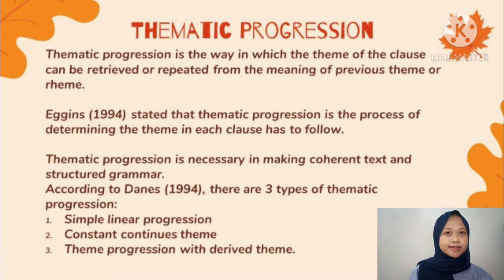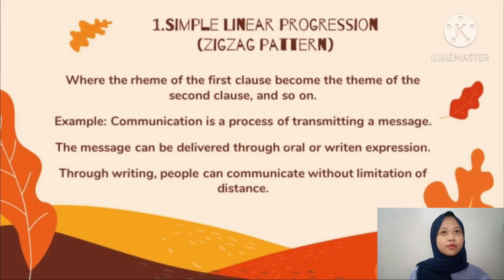According to Danes, there are three types of thematic progression. First, simple linear progression. Second, constant continuous theme. And the last is theme progression with derived theme. Simple linear progression, or zigzag pattern, is where the rheme of the first clause becomes the theme of the second clause, and so on. For example, communication is a process of transmitting a message.